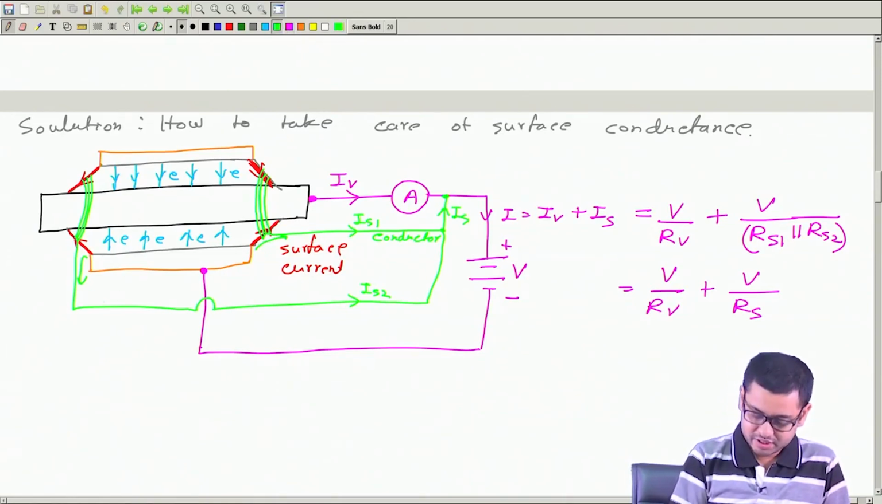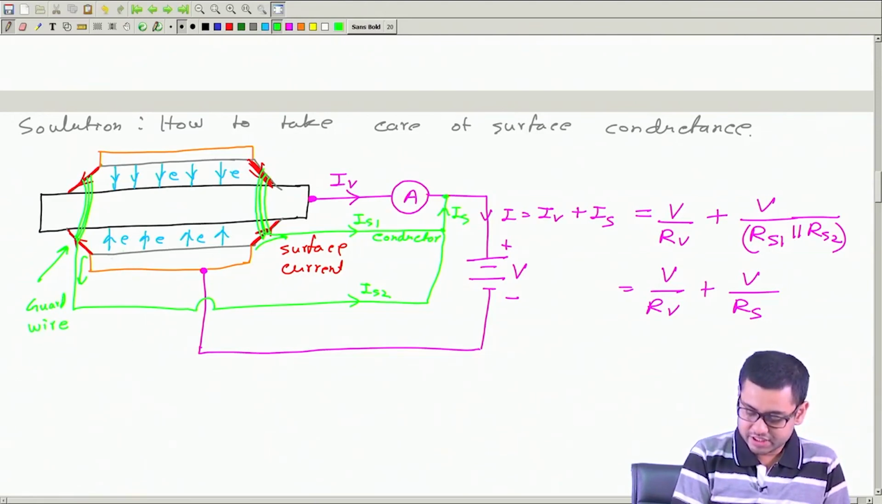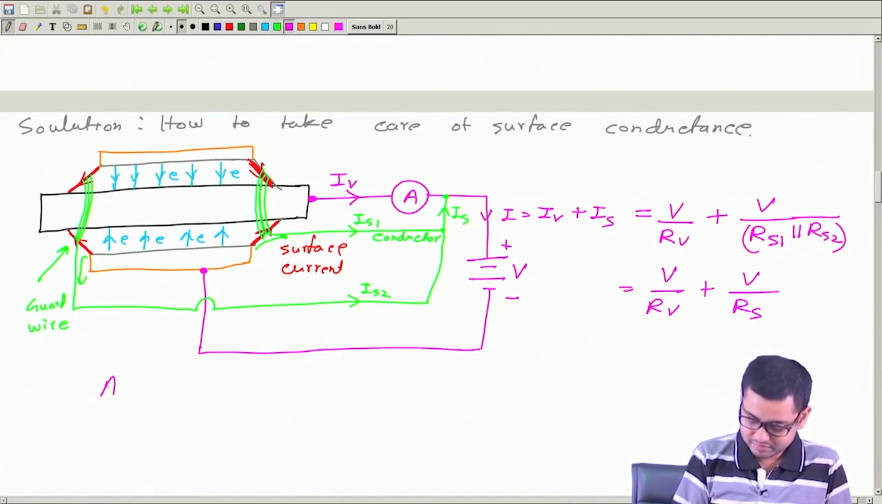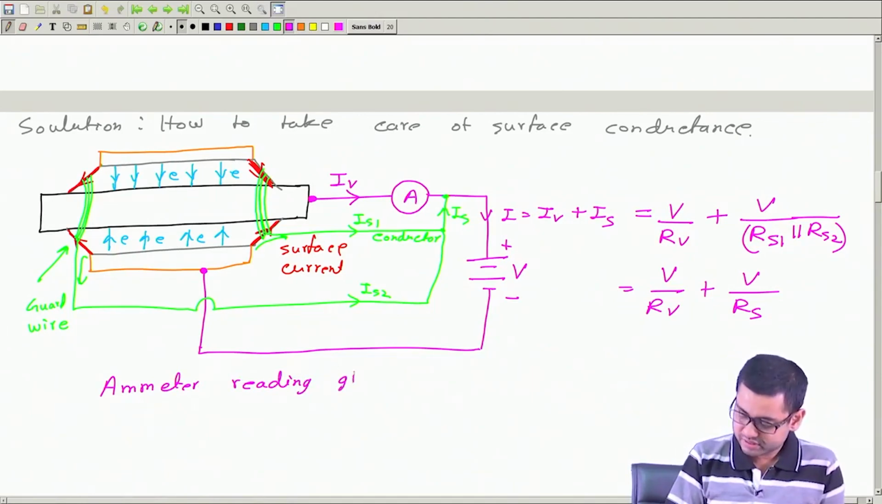This wire we call a guard wire, which lets this surface current bypass through an easier path than this surface. So they will not flow through the ammeter. So the ammeter reading now gives IV only.